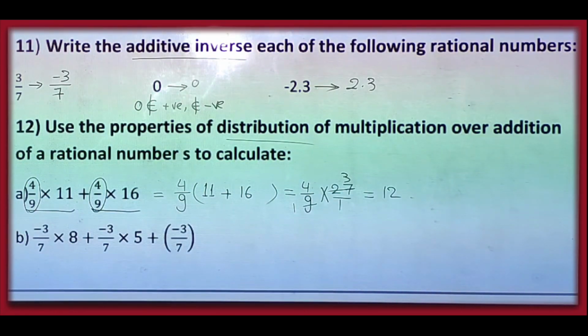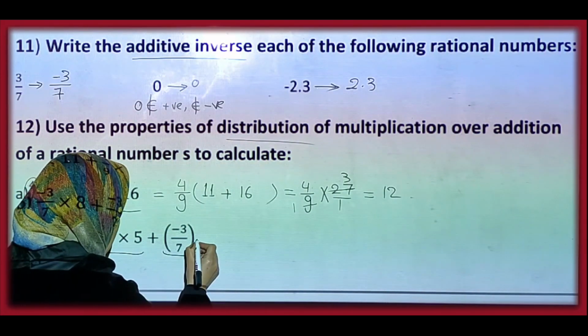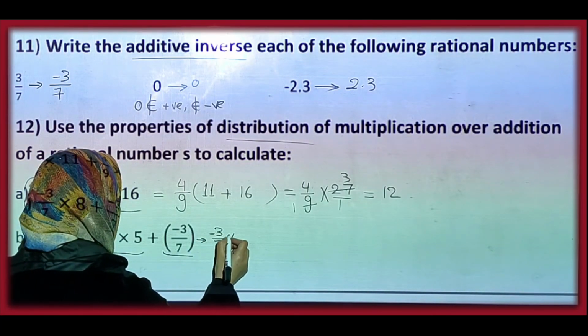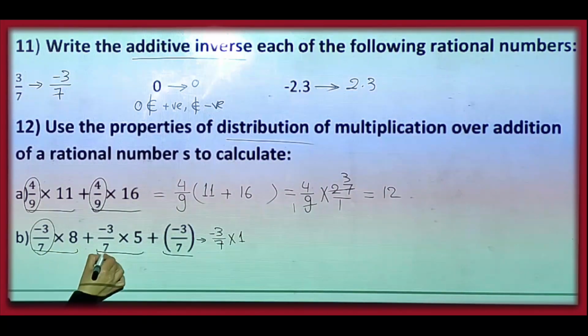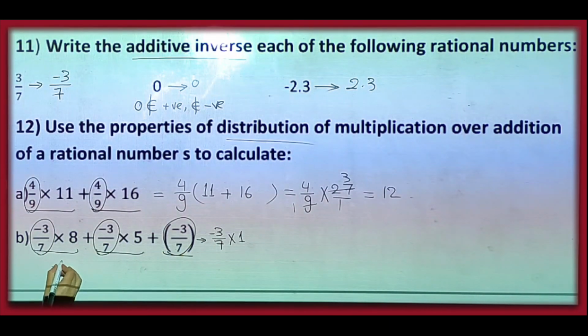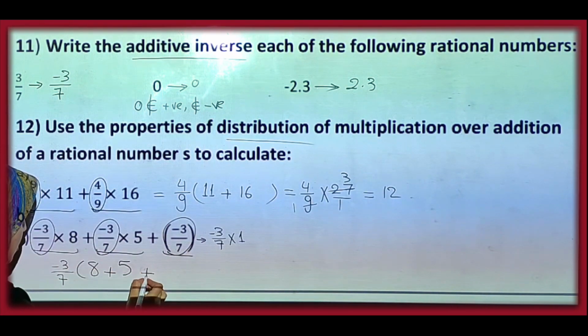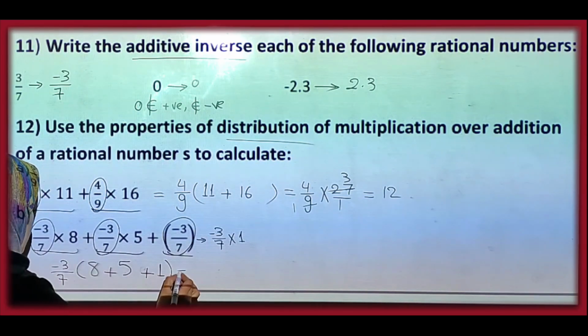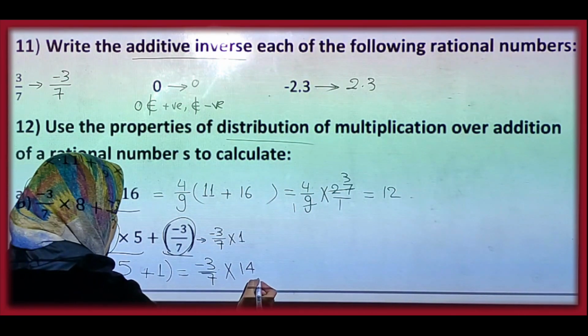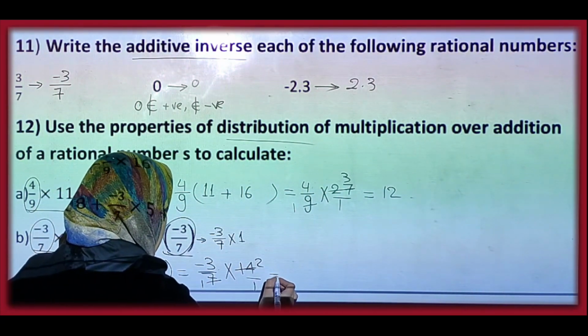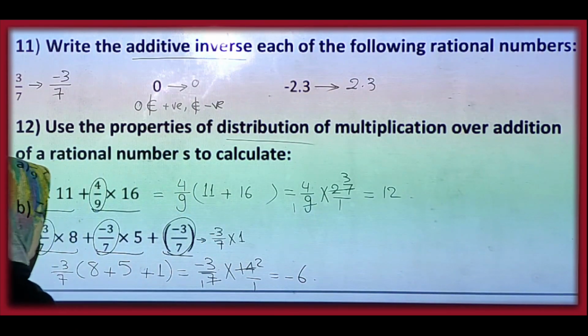Letter B, -3/7 multiply 8 plus -3/7 multiply 5 plus -3/7, that means -3/7 multiply 1. To answer the question, we get the common fraction between the three terms, -3/7 multiply 8 plus 5 plus 1, from here equal negative 3 over 7 multiply 14 over 1, by simplifying equal negative 6. You can check your answer by using calculator.